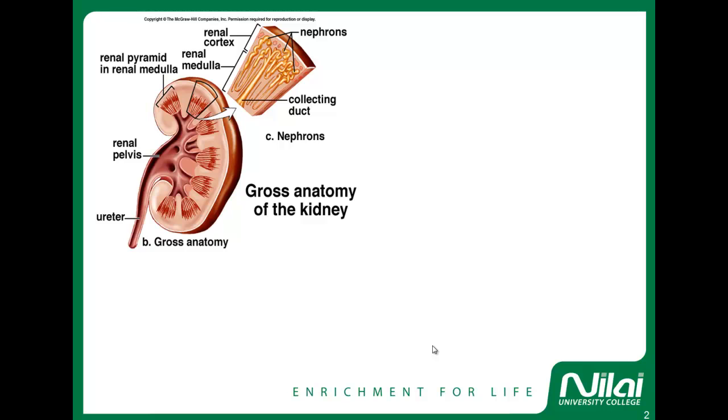Then we go to the morphology of kidney. Renal pyramid, renal medulla, this one, renal medulla, renal cortex, nephron, this is small one, we call it pinggang. This is nephron. The renal pelvis, ureters, and gross anatomy.